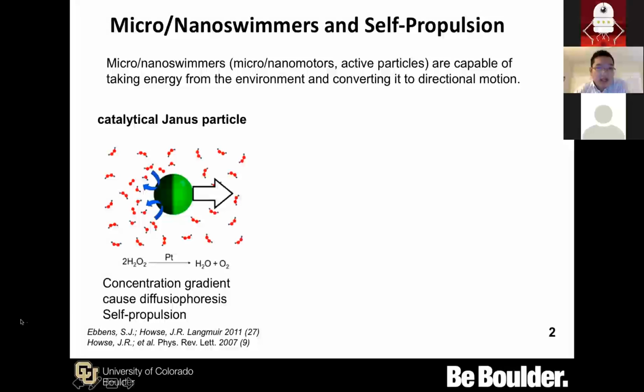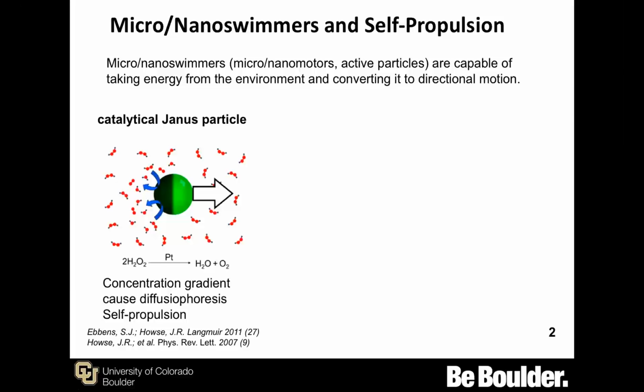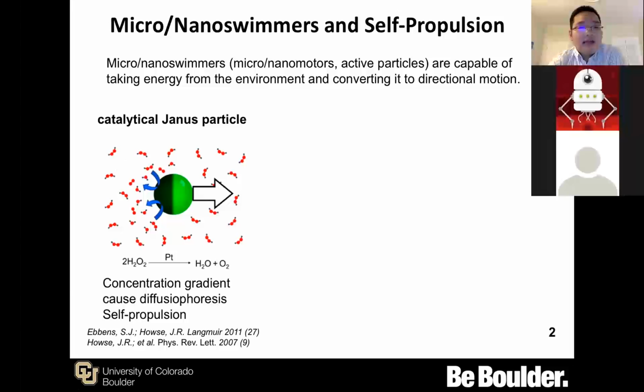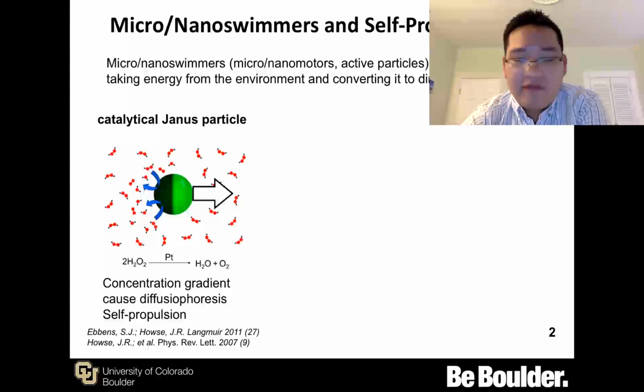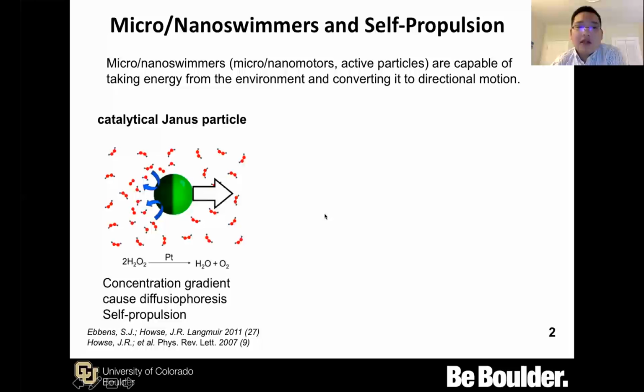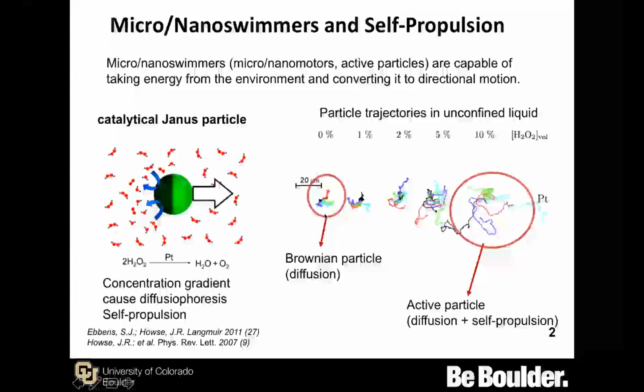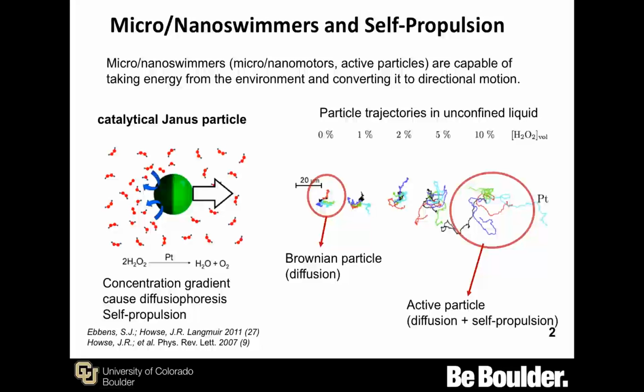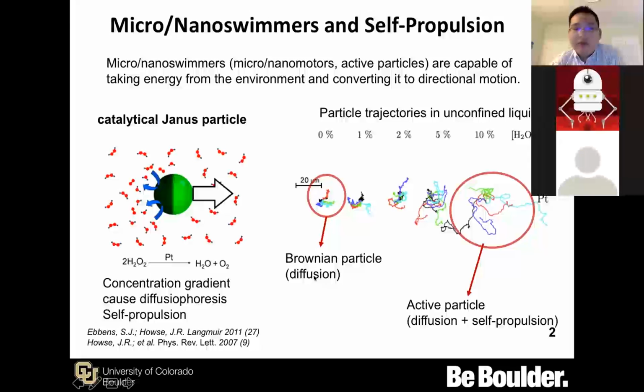And this metal is able to catalyze the reaction of hydrogen peroxide into water and oxygen, which will create a concentration gradient and cause diffusiophoresis. And this will cause a self-propulsion effect. Therefore, when we look at the particle trajectories in the unconfined liquid, compared to the conventional Brownian particle, which I show you here, it is usually a random walk because it only has diffusion.